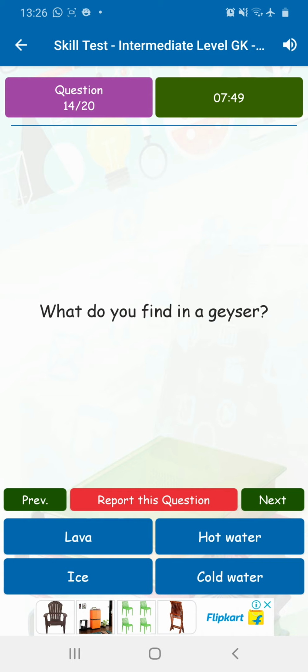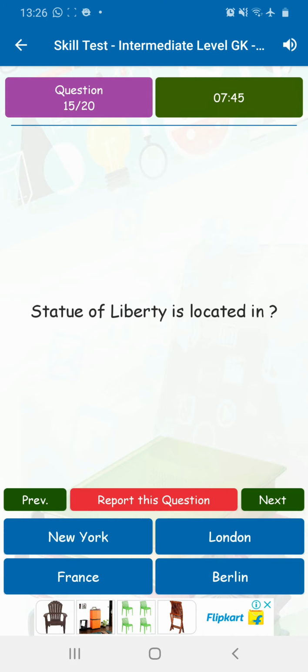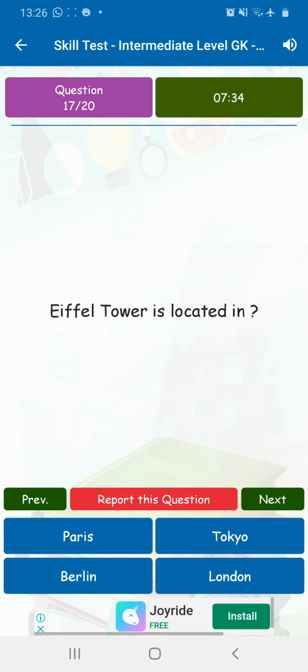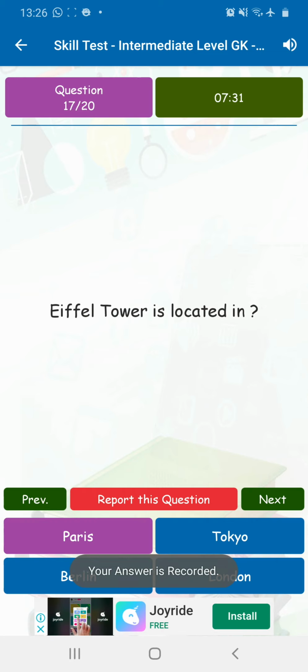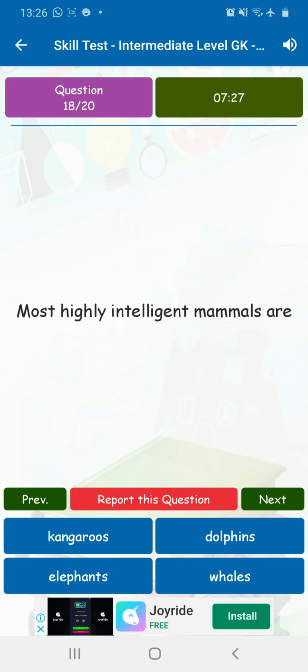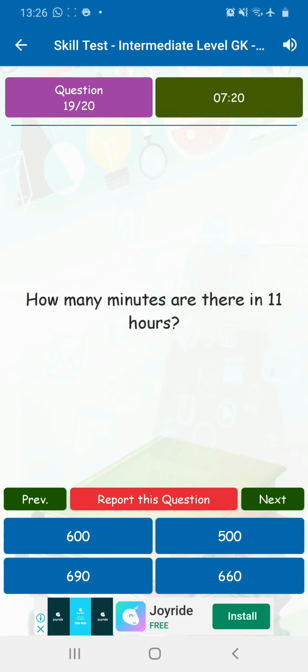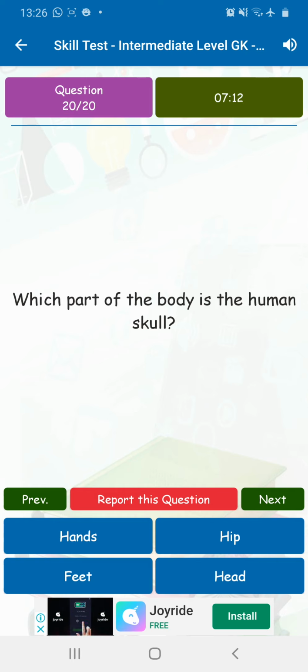What do you find in a geyser? Hot water. Statue of Liberty is located in New York. Okay. Eiffel Tower is located in Paris. Mostly highly intelligent mammals are dolphins. How about it is 660? Is it? If it's going to be, it is going to be. If it is going to be the answer, that will be so juicy. Okay. Which part of the body is the human skull? Okay. Head.